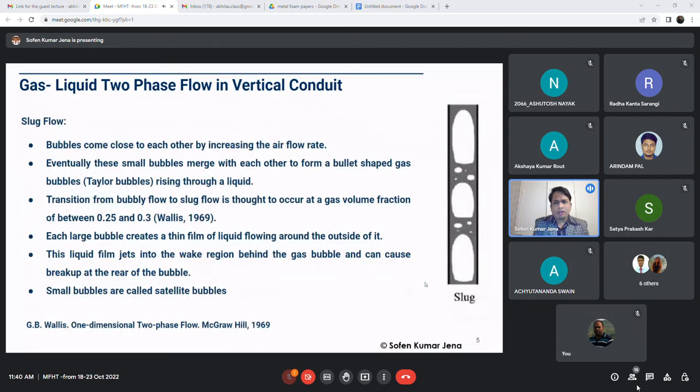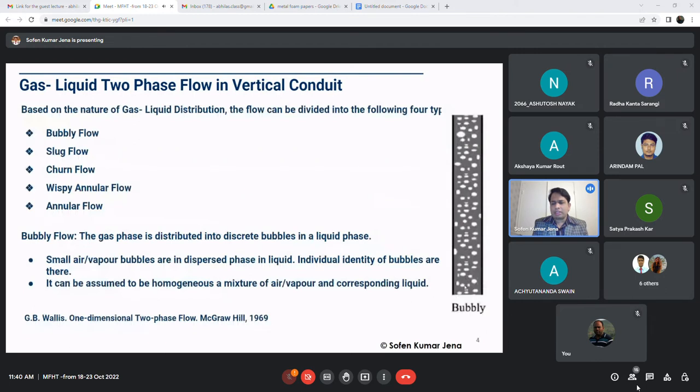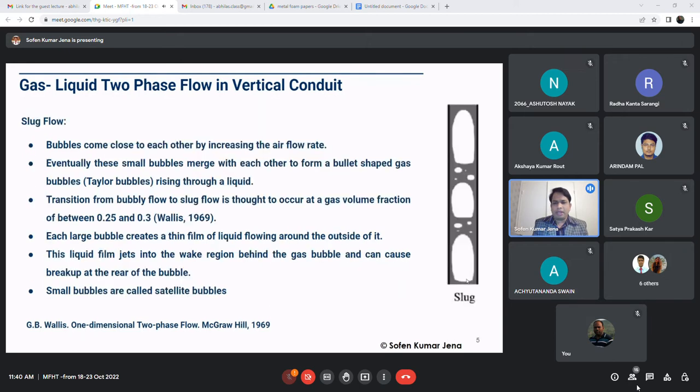Then comes the next two-phase flow, which is called slug flow. What happens in slug flow? When you increase the amount of gas or the gas velocity at the inlet, the bubbles start to merge with each other. The bubbles agglomerate, and the agglomerated bubbles form a big bullet-shaped vapor bubble. They are known as Taylor bubbles. This is a very big shape.